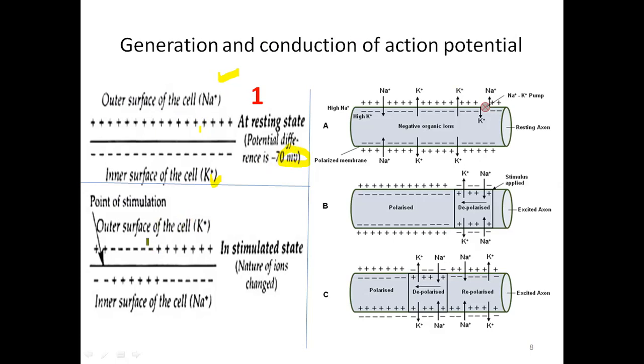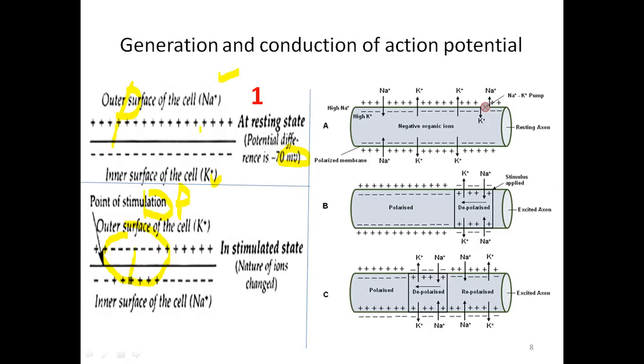Now, once the neuron is stimulated, as a result, in this area there is reversal of the charges. So this is the polarized state. Now, due to the threshold stimulus, the process of depolarization takes place. Consider this as area A. In this area A, there is depolarization.